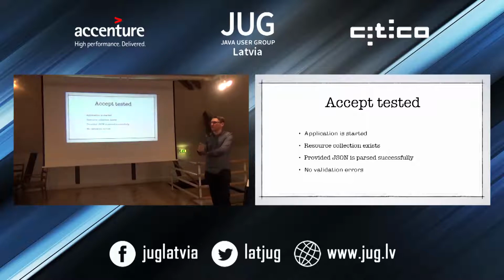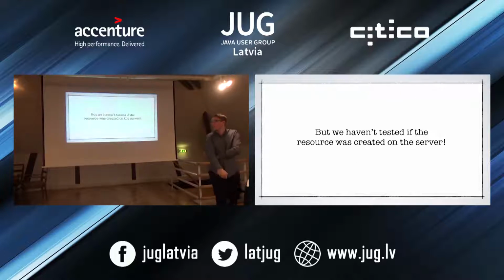What have we tested in such a way? We've tested that the application is starting, right? Because we don't have 404. We've tested that the resource collection exists, because we didn't get an exception when we tried to post to houses. We know that JSON is parsed successfully, at least it's not throwing us bad requests, and there are no validation errors. So all the mandatory fields are there, although all of those fields we don't know, all the formatting is proper. But we haven't tested if the resource was created on the server. We don't know. Because everything that was returned is the status code and location header.